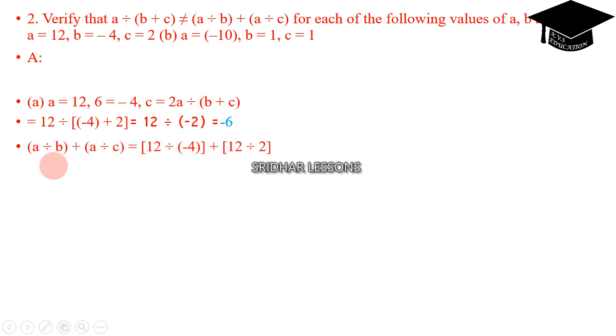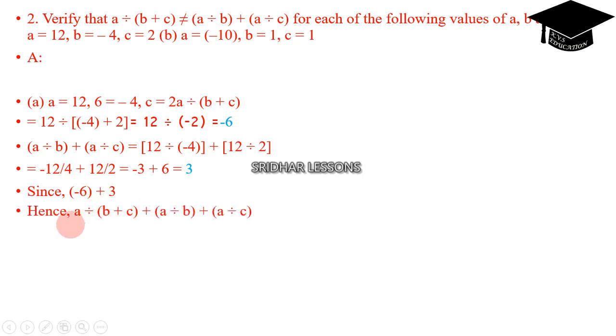And a divided by b plus a divided by c is 12 divided by minus 4 plus 12 divided by 2. That is minus 12 by 4 plus 12 by 2. That is minus 3 plus 6, which is equal to plus 3. Since minus 6 is not equal to plus 3, a divided by b plus c is not equal to a divided by b plus a divided by c.